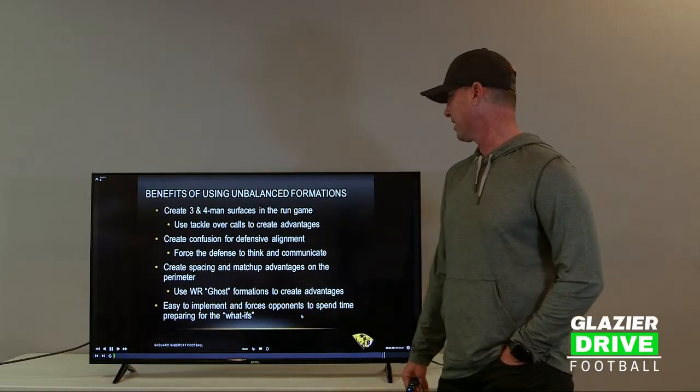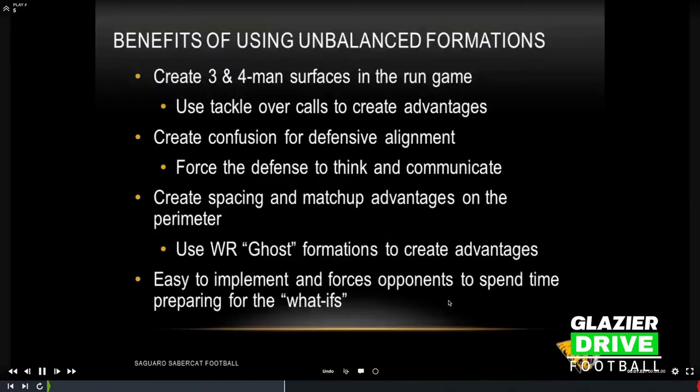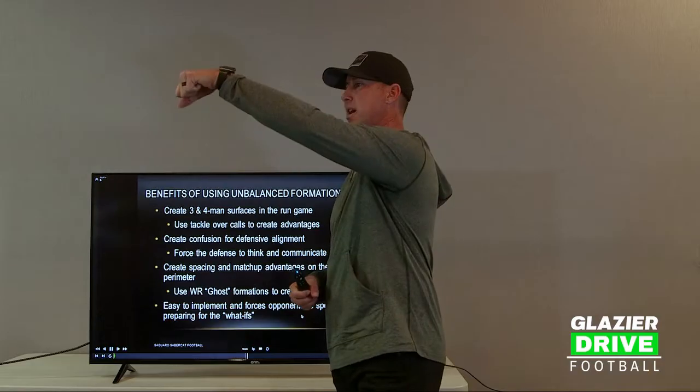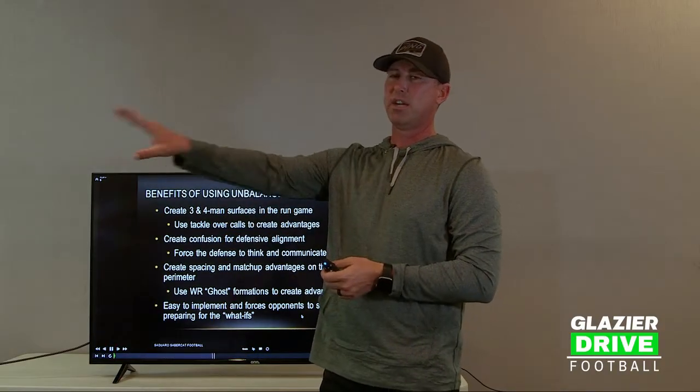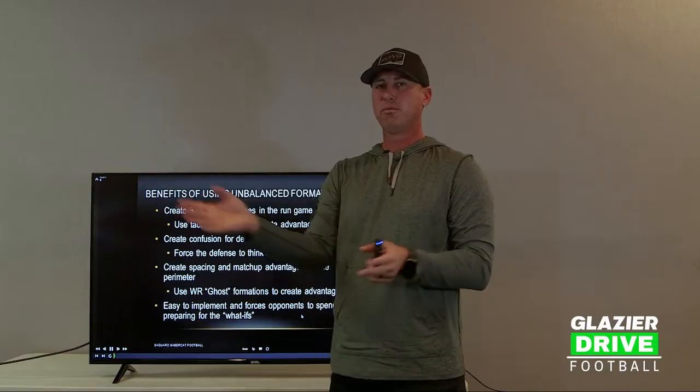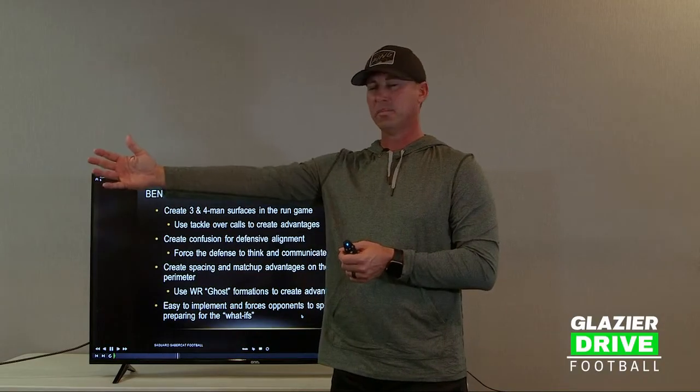We want to create spacing and matchup advantages on the perimeter. So angles, spacing, matchups, getting a big body on a small body. Anytime that we can use unbalanced to create those matchups, we're going to take advantage of it. We use ghost formations. Ghost formations mean taking a wide receiver, putting him on the other side on the line of scrimmage, making him ineligible, but still forcing the defense to figure out if they want to account for him with a hat or if they want to keep a hat in the box and give us a numbers advantage on the perimeter.